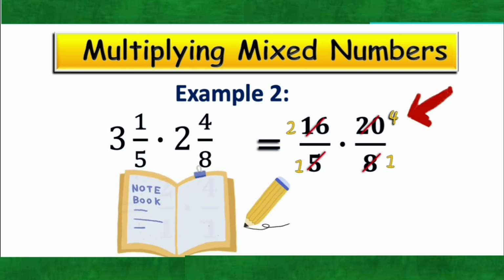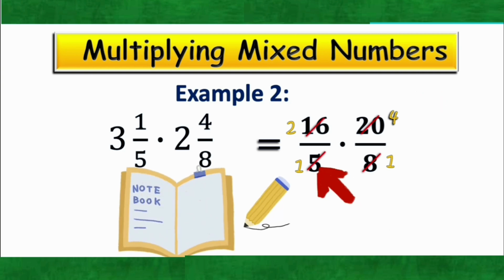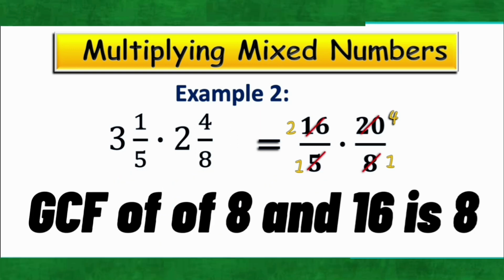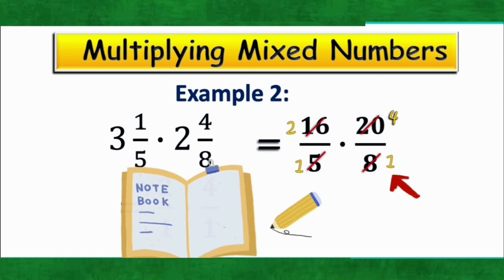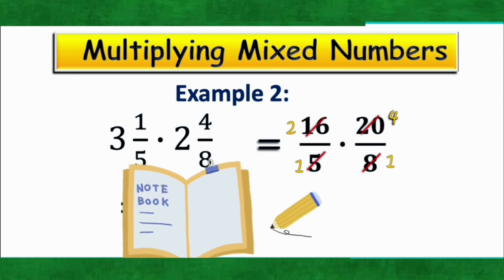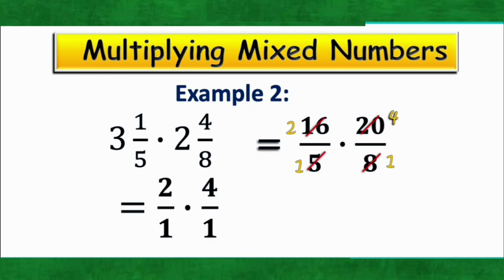So 20 divided by 5 is 4, and 5 divided by 5 is 1. The GCF of 8 and 16 is 8. 8 divided by 8 is 1, and 16 divided by 8 is 2. So what remains are 2 over 1 times 4 over 1. The answer is 8.